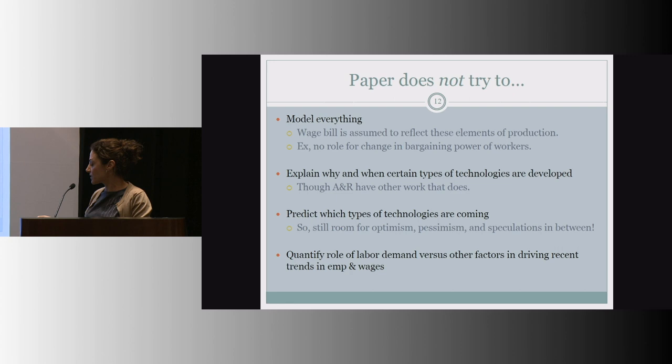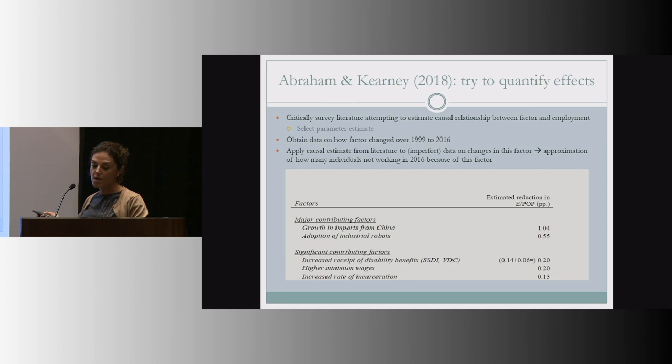So indulge me for another 45 seconds. This is something that I've been thinking a lot about over the past couple of years, and in a joint paper with my colleague Katharine Abraham, we actually try to quantify what factors are responsible for the decline in the EPOP that we've seen in the U.S. And at the end of the day, we assign pretty significant effects to demand-side factors in particular, and based on previous work by the authors, we give a sizable effect to the adoption of industrial robots.